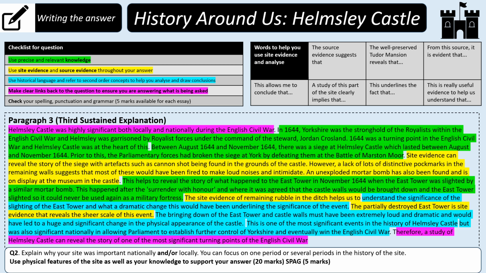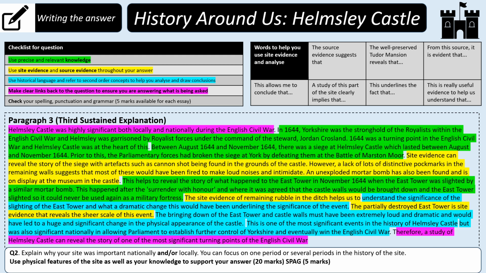This helps to reveal the story of what happened to the East Tower in November 1644, when the East Tower was slighted by a similar mortar bomb. This happened after the surrender with honour, where it was agreed that the castle walls would be brought down and the East Tower slighted so it could never be used again as a military fortress. The site evidence of remaining rubble in the ditch helps us to understand the significance of the slighting of the East Tower, and what a dramatic change this would have been, underlining the significance of the event.